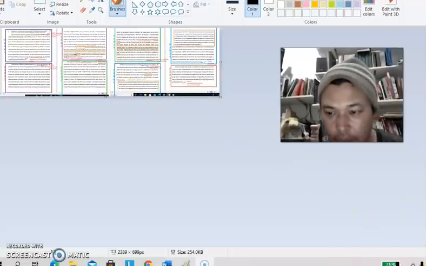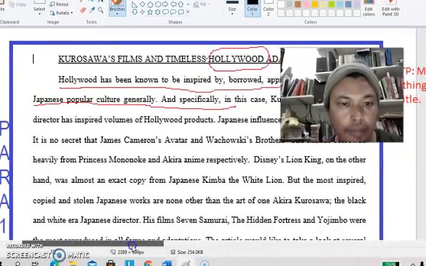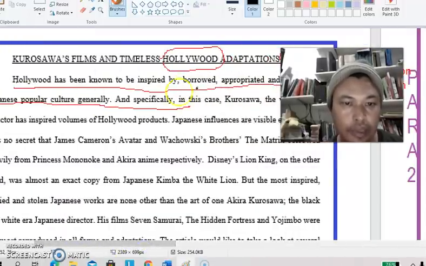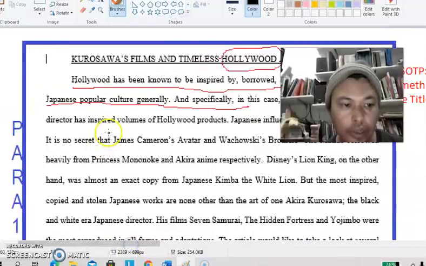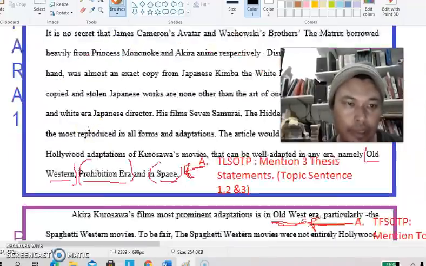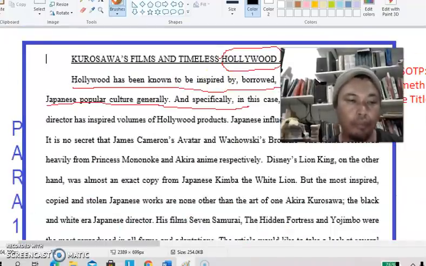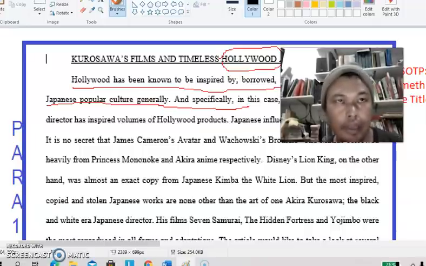Let me enlarge it a bit. The only thing is I have circled here, underlined there, and of course I color coded it. You know, the first paragraph is blue, the second paragraph is purple, and so on. If you look, you can pause and look at the assignment that I've given to you.